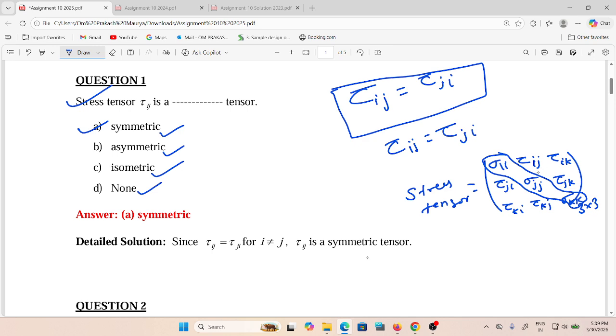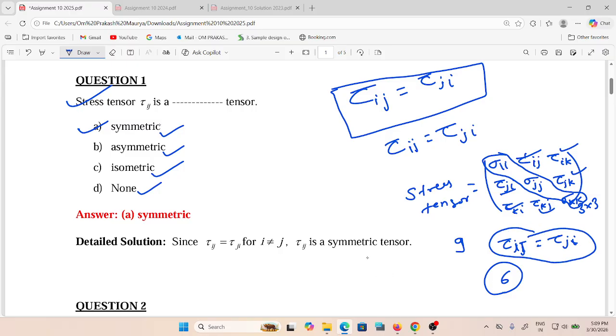So here you can see very clearly ij and ji. Here you have in total 9 terms, but out of 9 you have the 3 similar, means tau ij is equal to tau ji. So this and this is similar. This and this are similar, and this one is similar. So here out of 9 terms you need to calculate only 6. So these are the dependency. So that's why your tau ij is symmetric.